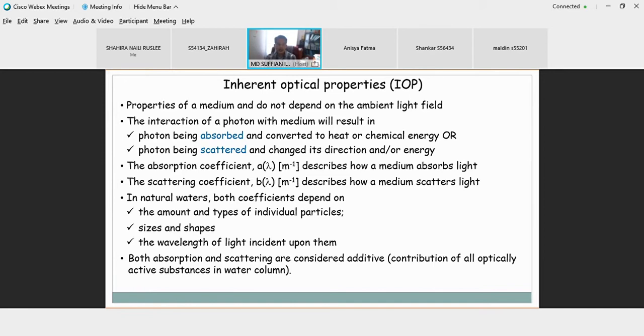Additive ni bermaksud bahawa it is contributed by all particles in the water column. Sebagai contoh, kalau kita kata absorption coefficient ataupun absorption of water, absorption of water consists of absorption due to water itself, due to phytoplankton, due to particles, and due to organic matter. Dia additive, maksudnya dia disumbangkan oleh semua partikel di dalam air. Begitu juga dengan scattering.